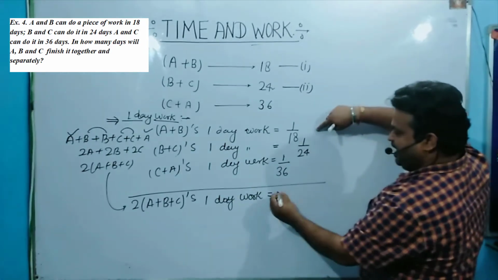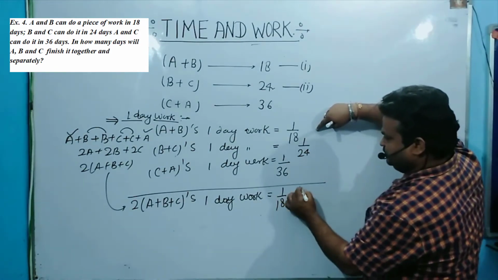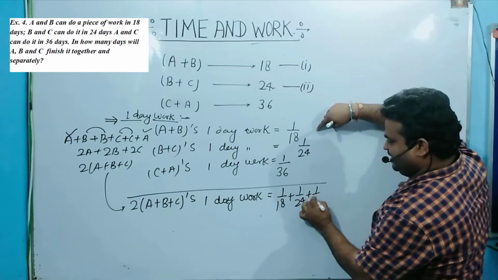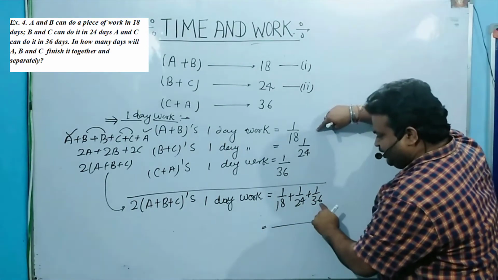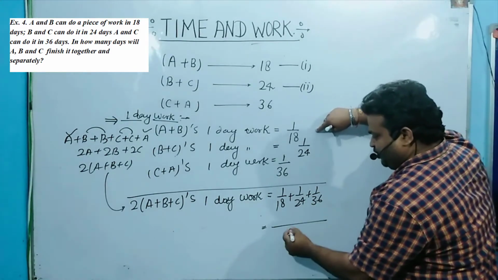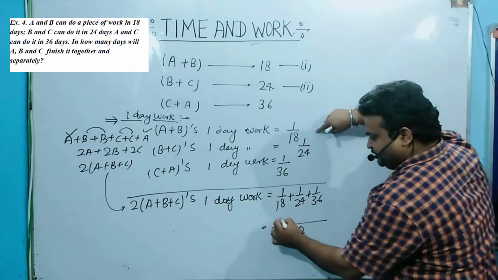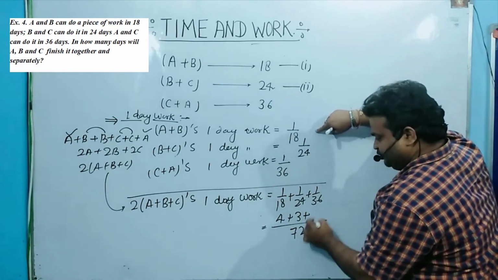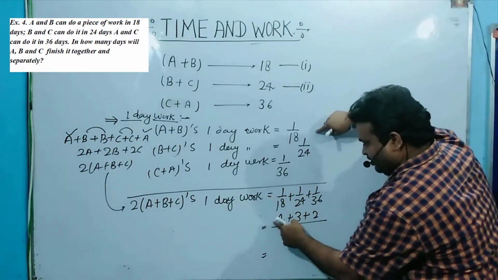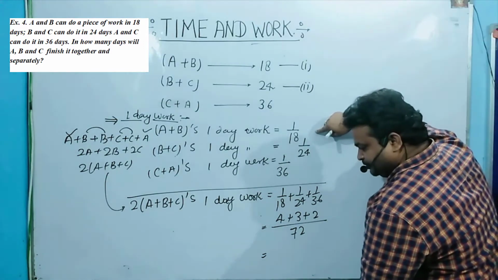So you need to add all this: 1 by 18 plus 1 by 24 plus 1 by 36. Now take the LCM. Rest is mathematics. So the LCM of all these three quantities is how much? 72. 18 fours are 72, so take 4. 24 threes are 72, so take 3. 36 twos are 72, so take 2. So you will have 4, 3, 2, which gives 9.